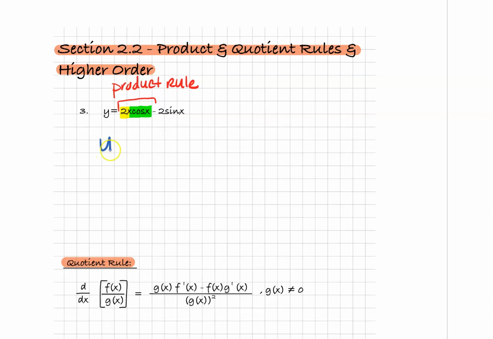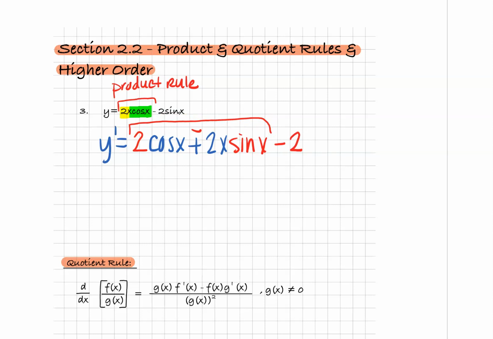So this would be y prime is equal to the derivative of 2x, which is 2, times cosine x plus 2x times the derivative of cosine x, which is negative sine x. I'm going to stick that negative in front of that 2x so I don't accidentally think this is subtraction. And this entire piece here is that product rule.